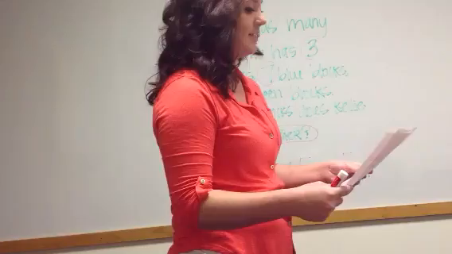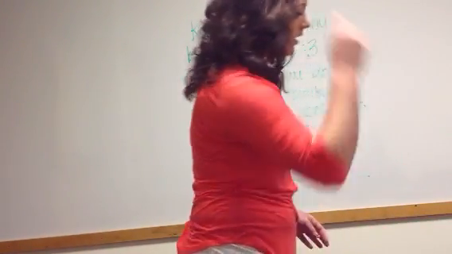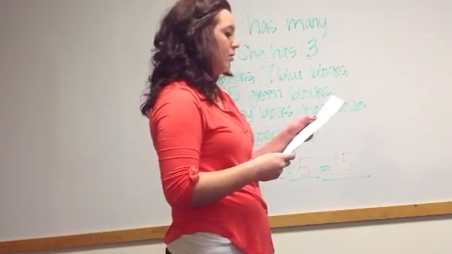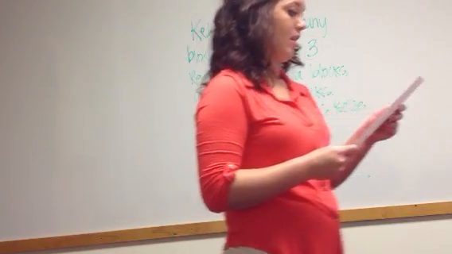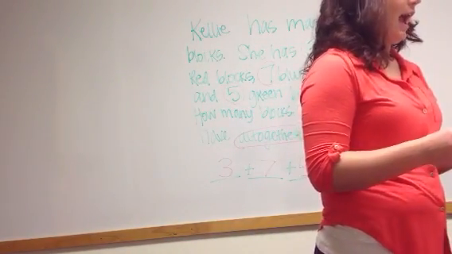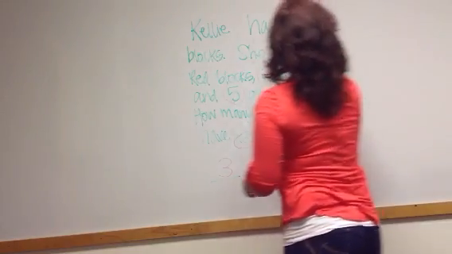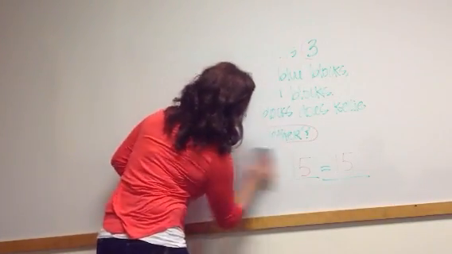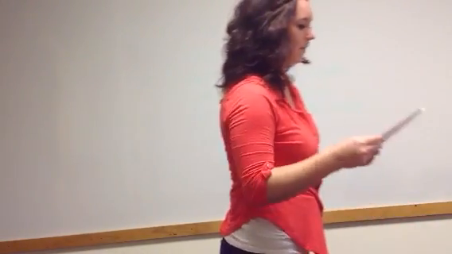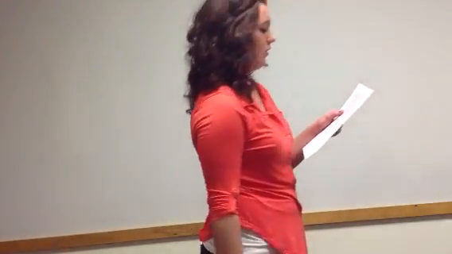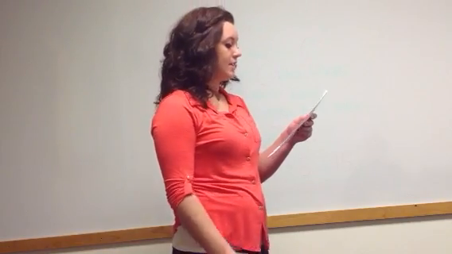Okay, let's try another one, and this time I want you guys to help me, okay? So our new story problem is Matthew has 2 blue toy cars, 3 red toy cars, and 4 yellow toy cars. How many toy cars does Matthew have all together? Think about that for a second. I'll read it one more time. Matthew has 2 blue toy cars, 3 red toy cars, and 4 yellow toy cars. How many toy cars does Matthew have all together?